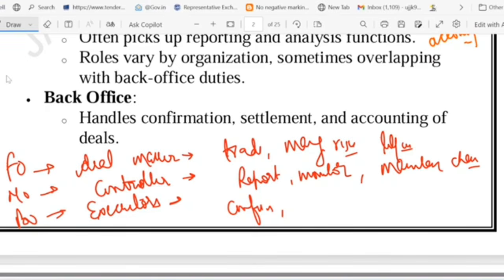So if I just summarize this in one word, you can say FO, they are in action, like in the movie. MO, they are monitoring. M for monitoring, you can think of them like that. And BO, they are the administration, admin. Okay, action, monitoring and admin. Just remember these words and the entire picture will come in front of you. That is how the treasury team functions in a bank or corporate setup.